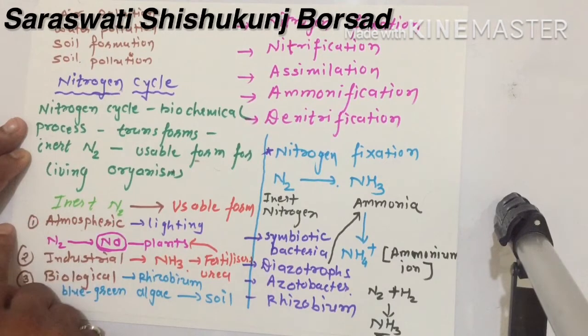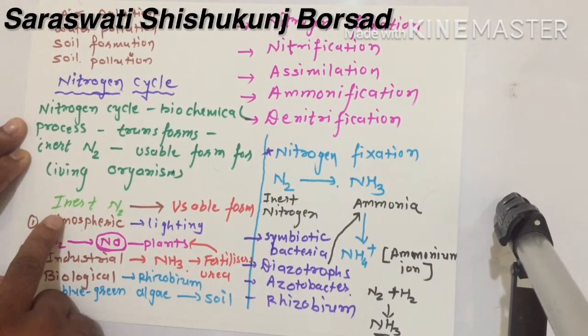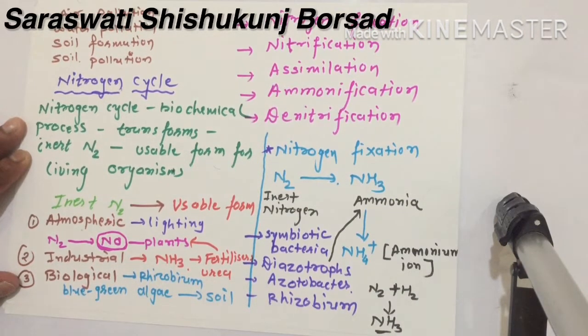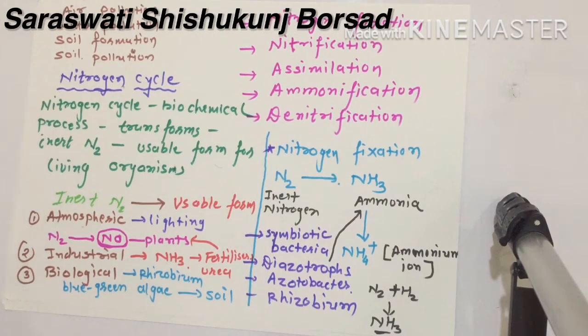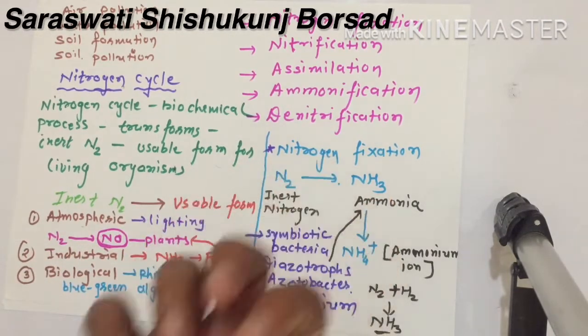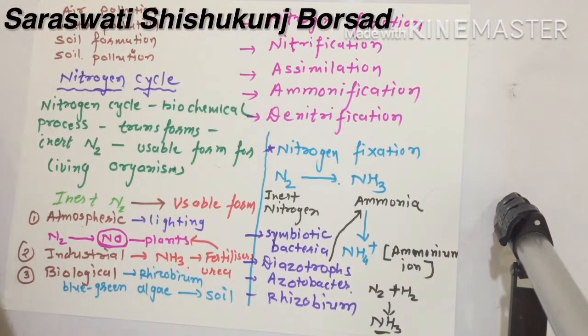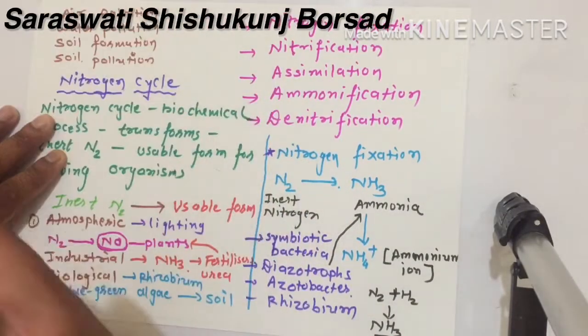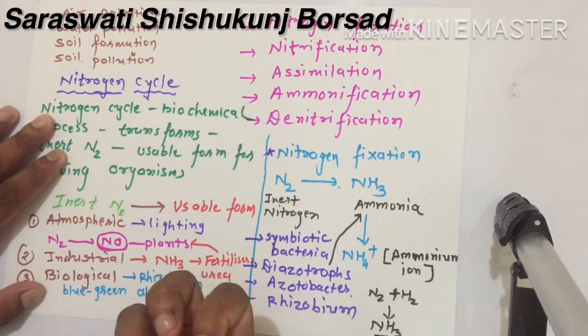It is done in three types: atmospheric nitrogen fixation, in which nitrogen is directly used by the plants. Second is industrial, in which the ammonia produced is used as a fertilizer like urea and deposited into soil. Third is the biological process, meaning directly by blue-green algae or rhizobium, nitrogen gets fixed into soil. So this way nitrogen fixation is done, and our first step is how atmospheric nitrogen is fixed in soil.